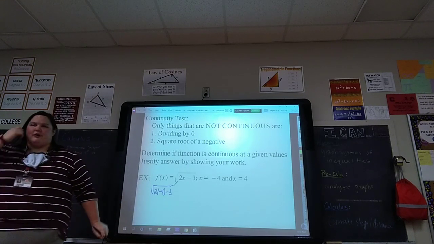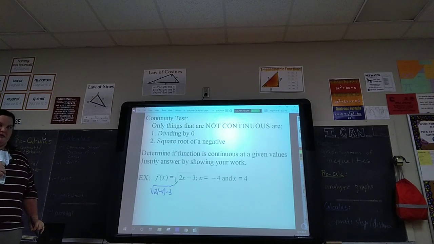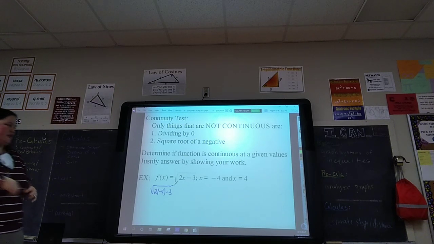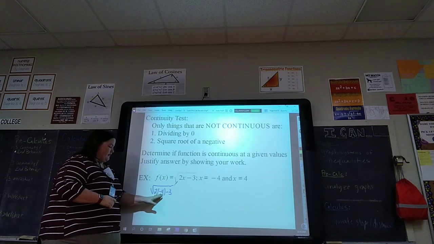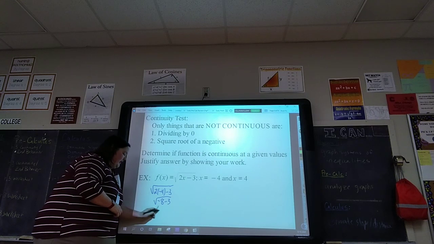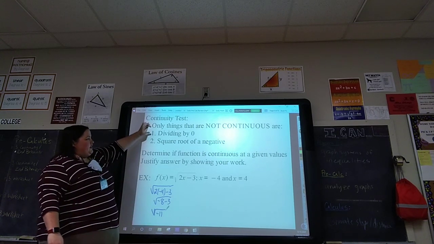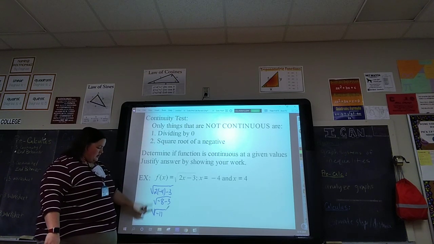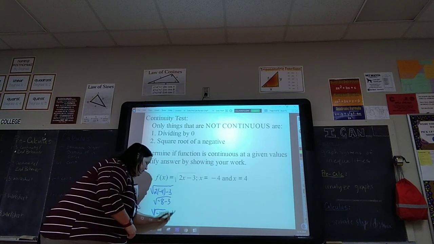So I'm going to check that value. Everyone with me so far? Like I said, we have two values we're going to check. I'm checking negative 4 first. So I multiply that out. Negative 2 times negative 4 is negative 8. Negative 8 minus 3 is negative 11. So I have the square root of negative 11. I have to look: am I dividing by 0? I don't need to worry about that. Do I have the square root of a negative? Am I square rooting a negative? Yep. So we'd say this is not continuous.